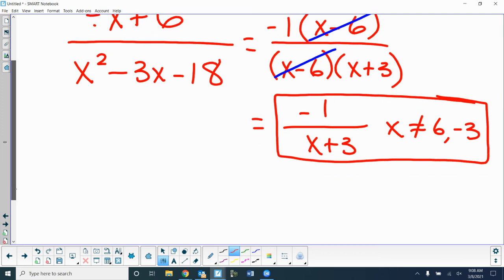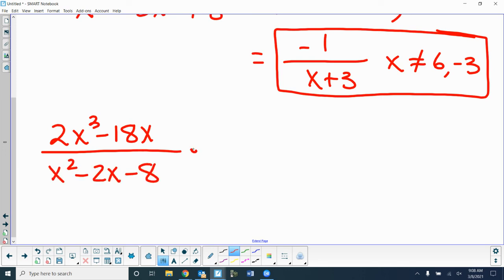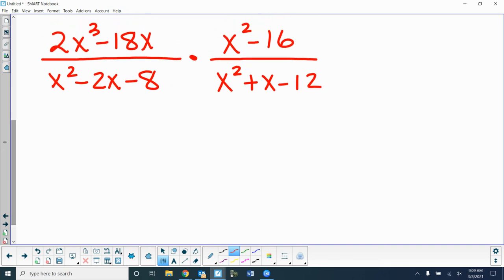Let's try one more. Okay, multiply those two. You don't have to tell me restrictions.